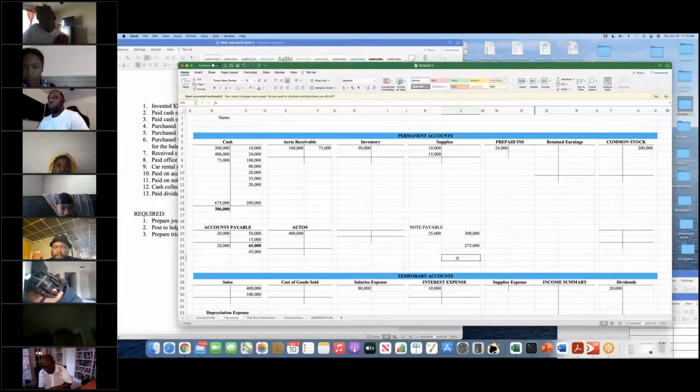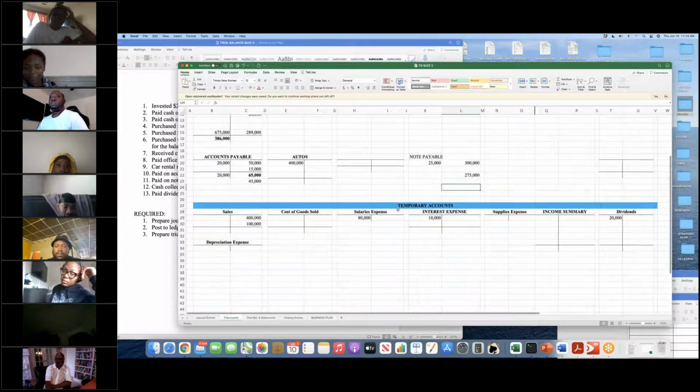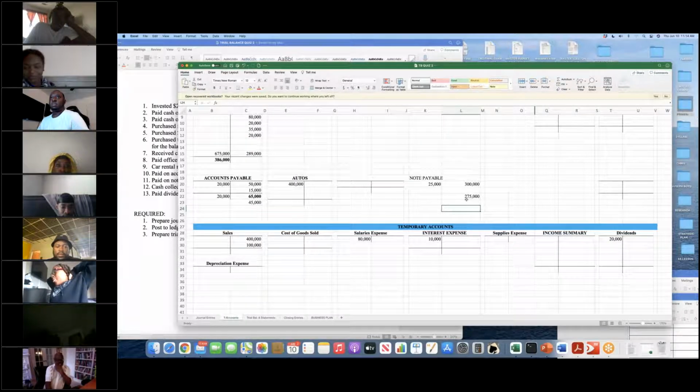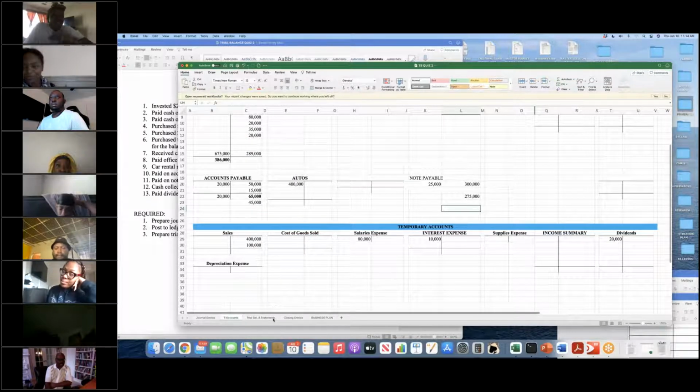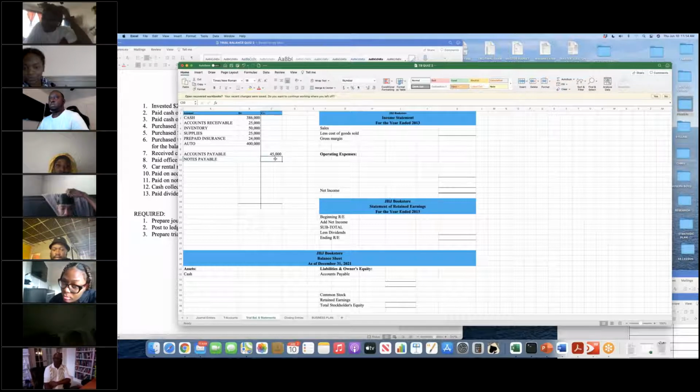So, Raquel, get rid of your paper. Okay. You promise? Yes, I'm going to throw it away. Okay. I can see you can do everything, get your formulas in. And so you just practice this. It's not that hard. So notes payable is what, 275? Yes, sir.